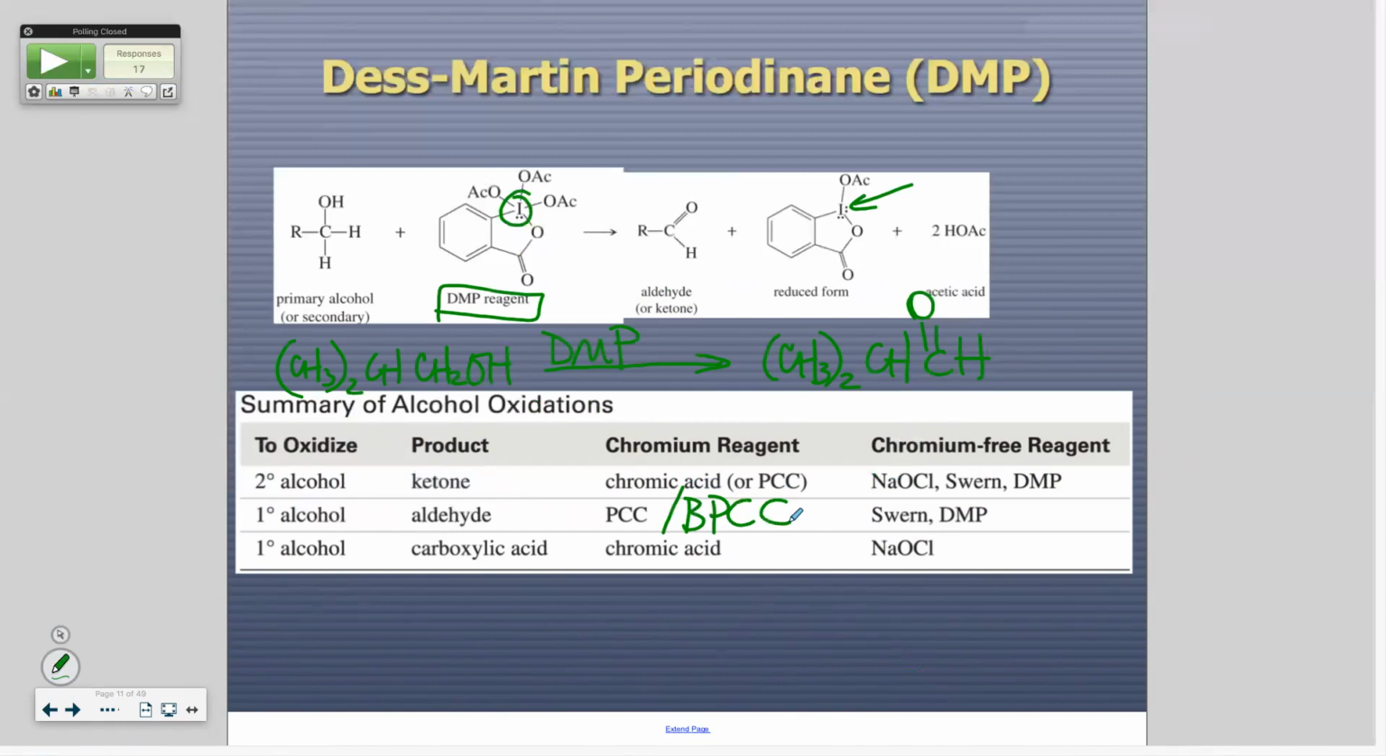Okay, so if you want an aldehyde, you can use PCC, the Swern, or the DMP. If you want a carboxylic acid from a primary alcohol, you can use the chromic acid. And the chromic acid reagents, y'all, are CrO3 in H2SO4 or Na2Cr2O7, sodium dichromate in H2SO4. And having all that acid in there is nasty stuff. Okay, that's how you get carboxylic acids.